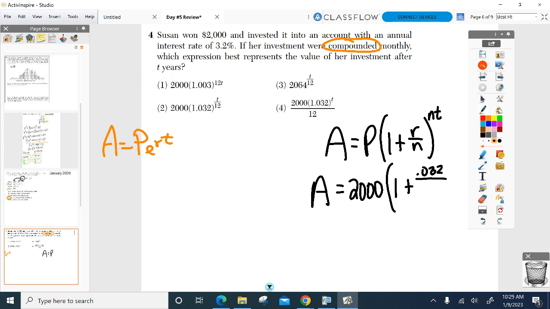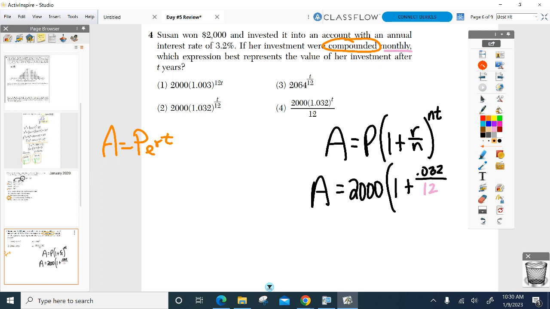All right, Sydney, still on you. N is the number of times I'm compounding it. And now here's where the word comes into play: monthly. 12. Here are some other words you may see. Quarterly, 4 times. Semi-annually, 2. Annually, once a year. Those are the main ones. Annually is 1, semi-annually 2, quarterly 4, and monthly 12.